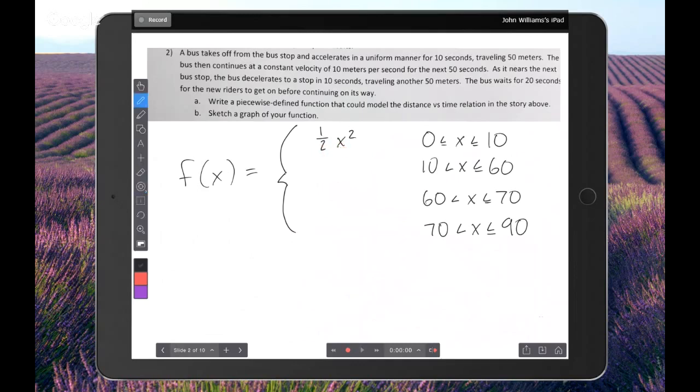Now I want to go on to constant velocity. So that's a linear function, y equals mx plus b. And I know the slope is 10 because the speed is 10. And I again know that when I plug in 10, I should get out 50 because I had the same point, 10, 50, that I know is on the function. So when I plug in 10, 10 times 10 is again 100.